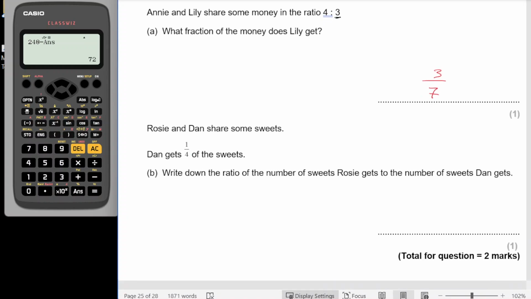Ross and Dan share some sweets. Dan gets a quarter of the sweets. Write down the ratio of the number of sweets that Ross gets to the number of sweets that Dan gets. So Ross to Dan, and we know that Dan gets 1/4, so Ross would get 3/4. So as a ratio, that's going to be 3 to 1.